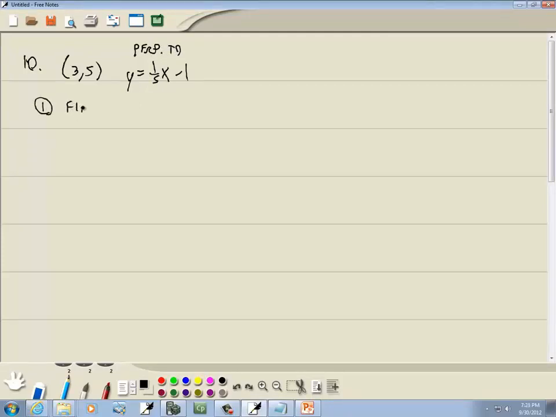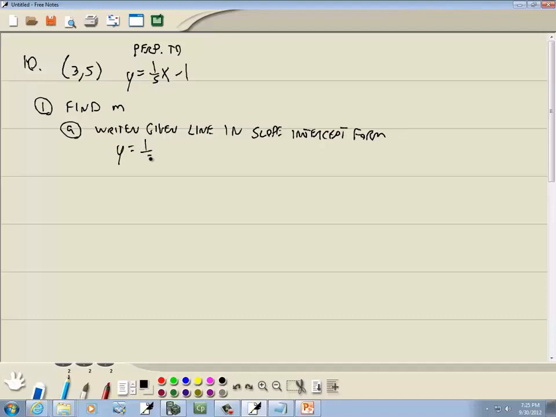So our first step is to find m. First substep within that is write the given line in slope-intercept form. Means we want to solve for y. So we got y is equal to 1/5 x minus 1. This is already solved for y, so we're fine there. Now we want to identify its slope. If this is in slope-intercept form, then your slope is going to be the number that's before your x, which is 1/5.